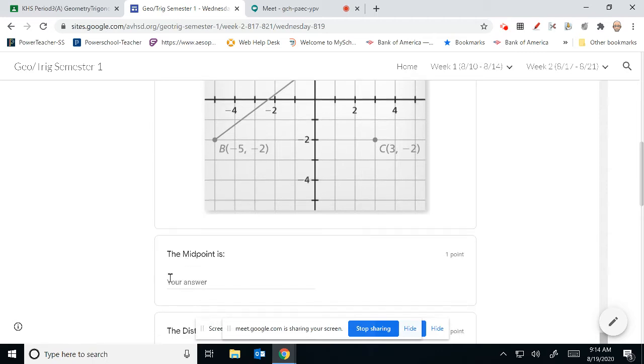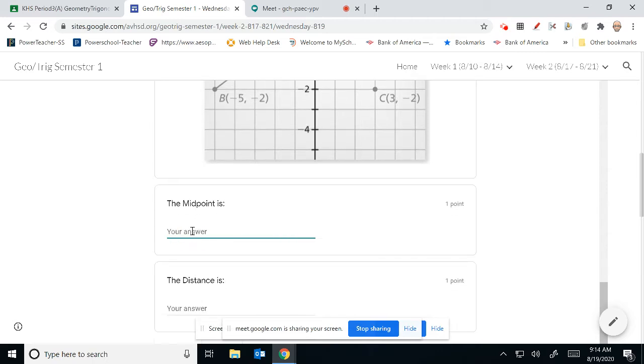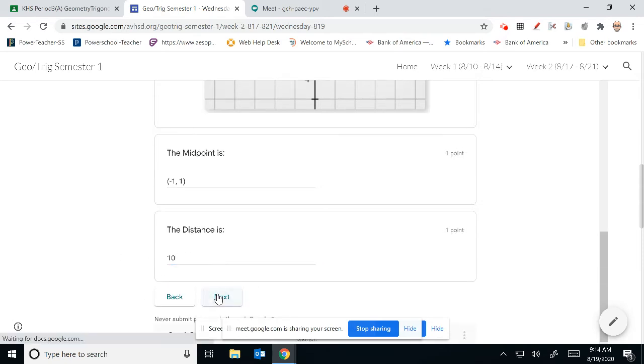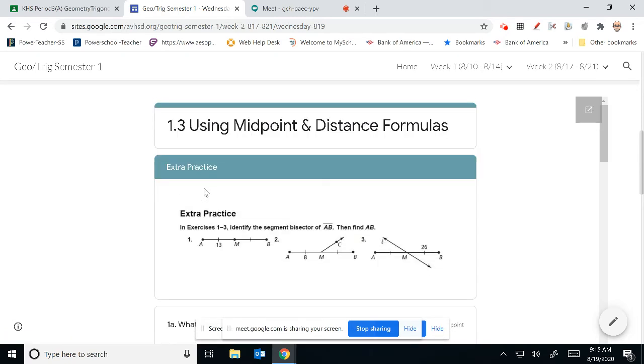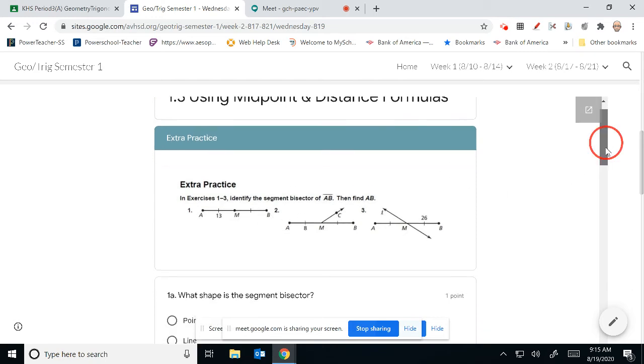So right underneath it, you go here, midpoint is, and you hit parentheses, -1, comma, space 1, and then your distance was 10. So just put that in there and then hit next. And that puts us right back here to number 1, 2, and 3. Now these we can do in our head, so I won't even need to show you anything on these. Let me just walk you through it.